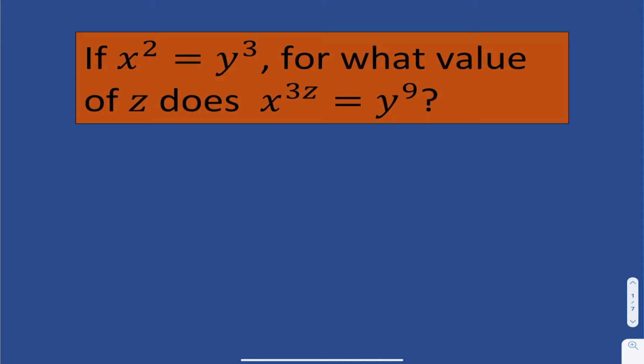Okay, we're going to take a look at some SAT questions here. These are all relating to exponents. So for the first question here, we have: if x squared equals y cubed, for what value of z does x to the power of 3z equal y to the 9?